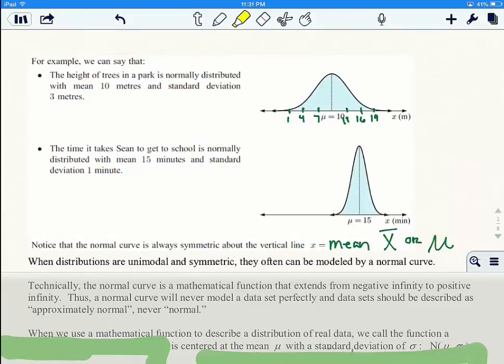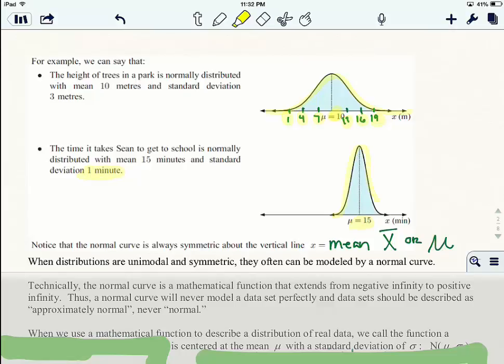For example, we can say that the height of trees in a park is normally distributed with a mean of 10 and a standard deviation of 3 meters. So what we would do is take 10 and add 3 to it, so 13, 16, 19, to get our markings for 3 standard deviations above the mean, and similarly below. And you can see that it's a nice spread out bell curve. At the same time, we could have another normal distribution measuring the time it takes Sean to get to school. On average, it takes 15 minutes with a standard deviation of 1. Because his standard deviation is so small, the variability is small and the curve is taller.